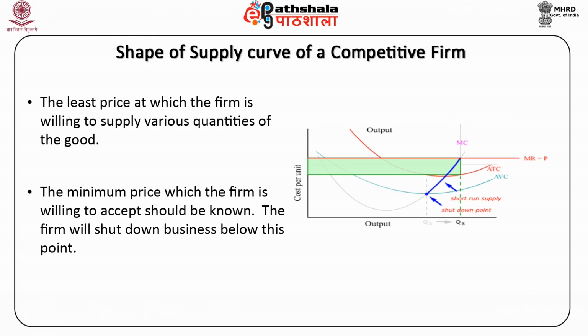Now let's understand the shape of the supply curve for a competitive firm. Two things should be considered before that. First, the least price at which the firm is willing to supply various quantities of the good should be considered. Second, the minimum price which the firm is willing to accept should be known. The firm will shut down business below this point.